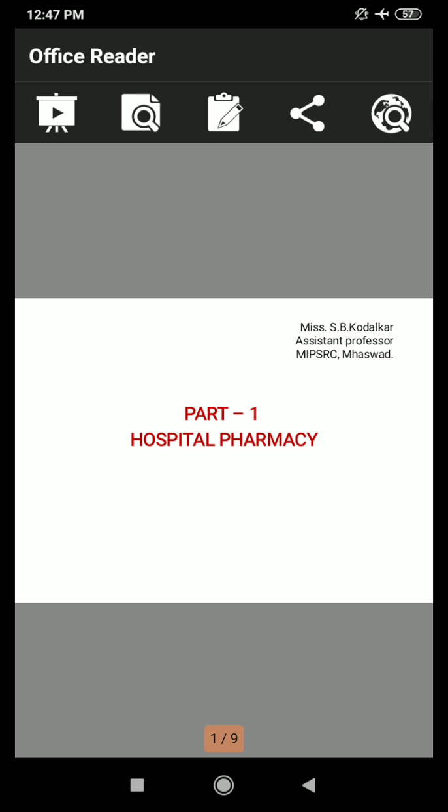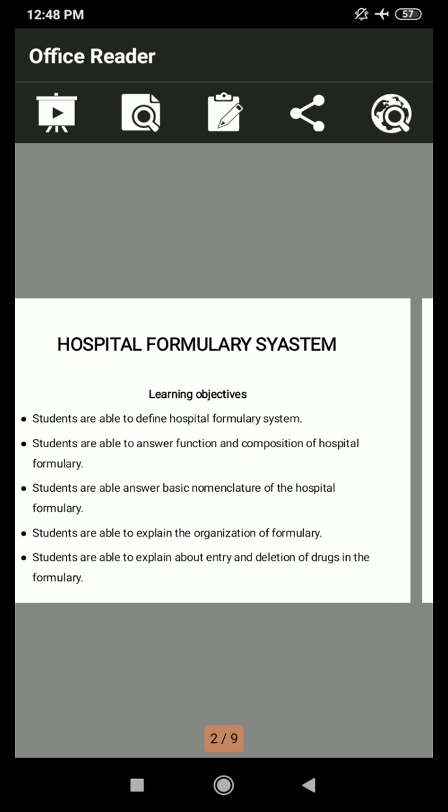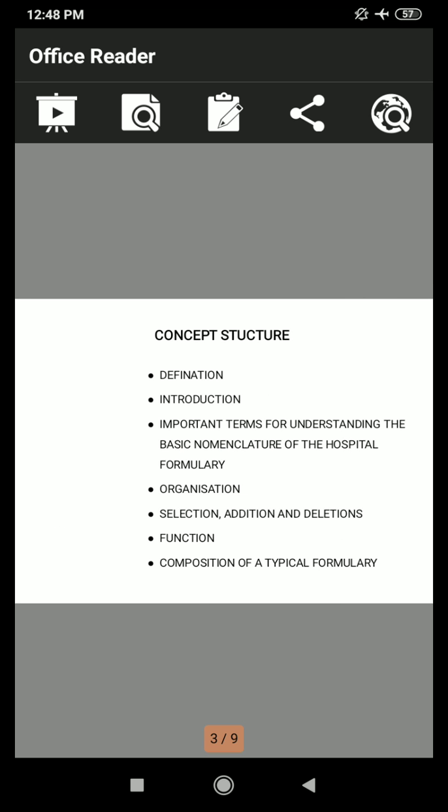Today I will start the remaining part of chapter number 9. The chapter is Hospital Formulary System from Part 1, Hospital Pharmacy. In the previous lecture, we studied the definition, introduction, and important terms for understanding the basic nomenclature of the hospital formulary and organization. Now I will revise this again in short.